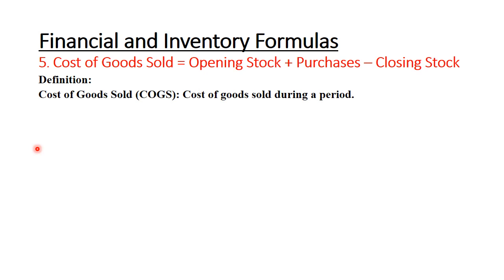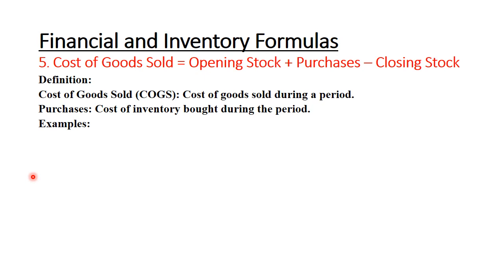Okay, so the definition, cost of goods sold, we defined it. Purchases is the cost of inventory bought during the period. Okay, the amount of chinos you bought as the business was going.